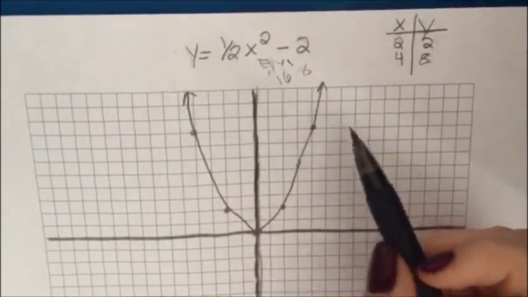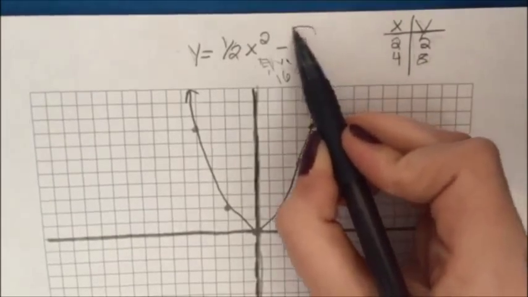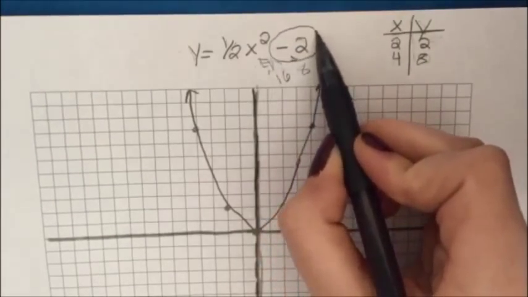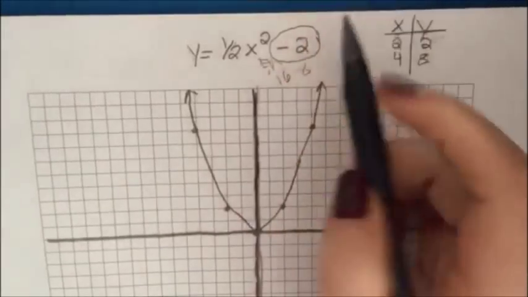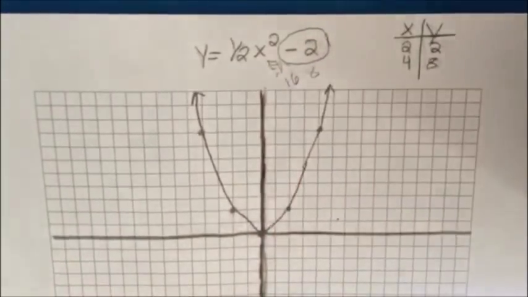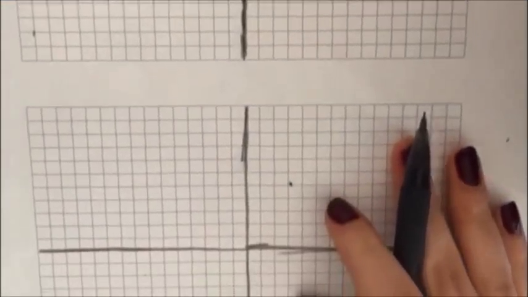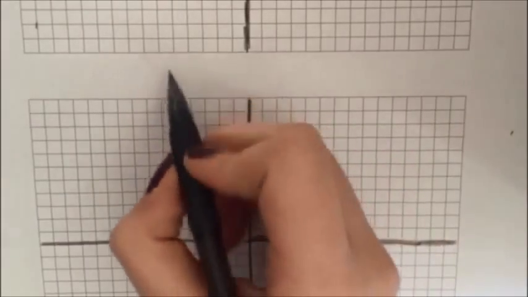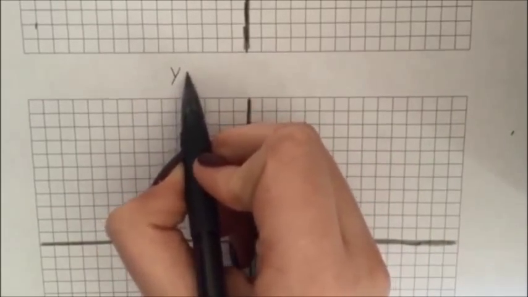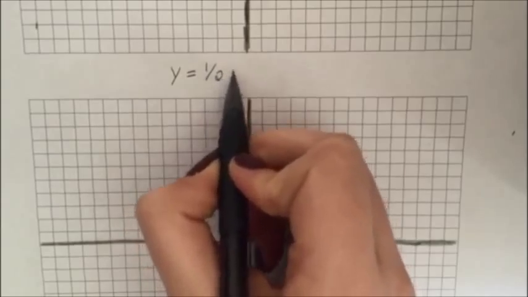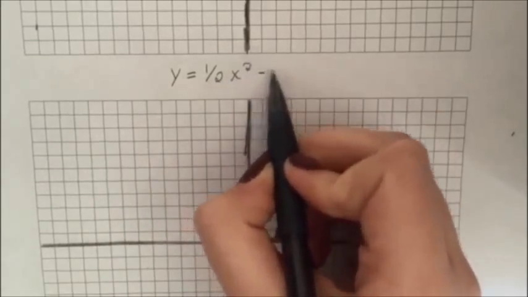However, our parabola isn't done because we have not used this part of the equation. So I'm going to move down to another graph. So the equation is y is equal to 1/2 x squared minus 2.